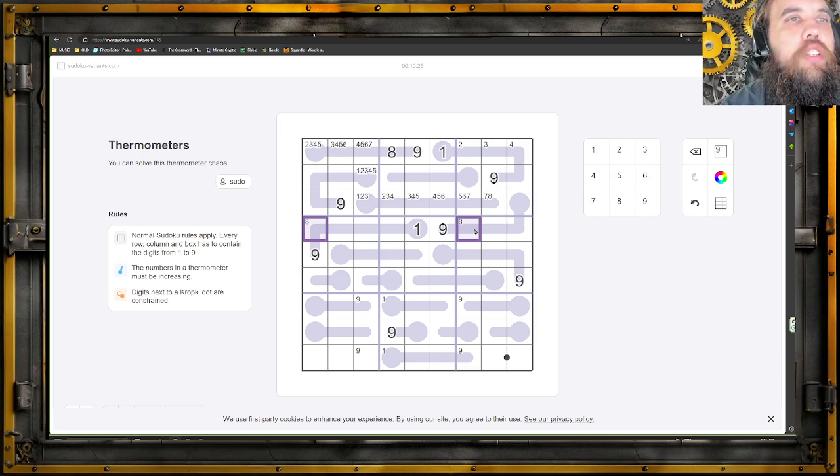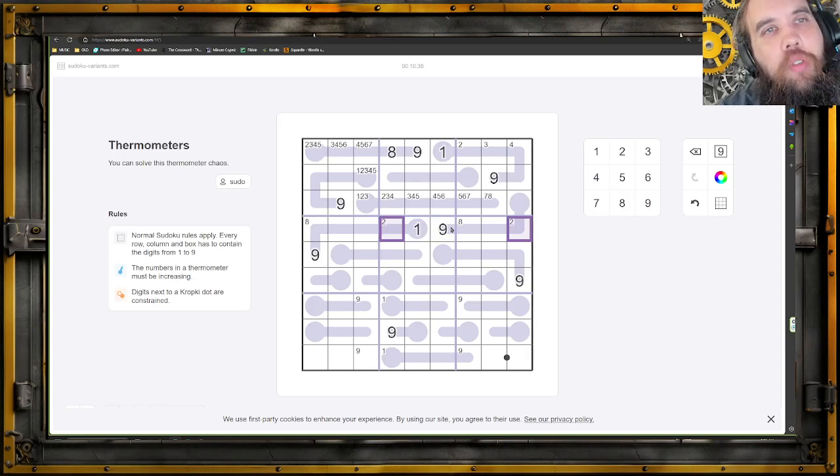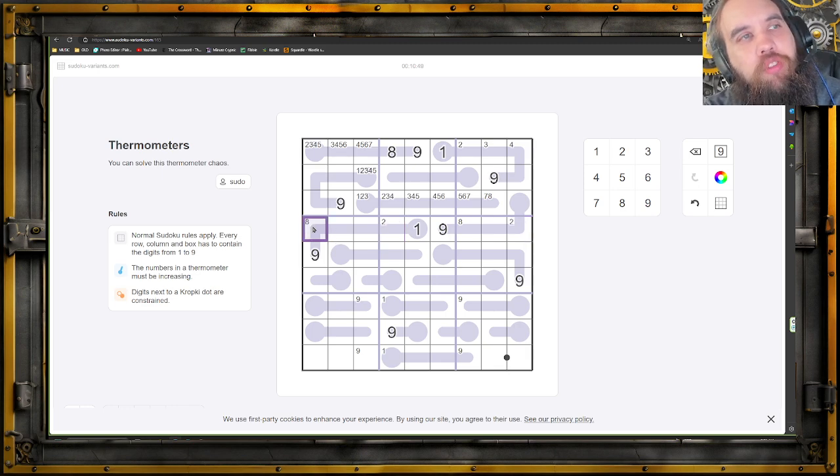7 is restricted to 4 spots. This gets less and less useful. 2 is restricted to 2 spots as well. One of these 2 has to be the 2 in that row. 2, 3, 4, 5. So 5 is the lowest number this could be. 2, 8, 7, 6. Sorry, 6 is the highest number that could be. So it could be anywhere from 6 to 2.